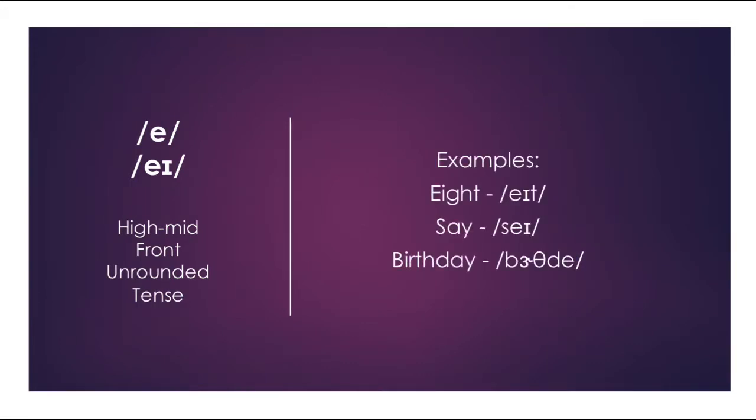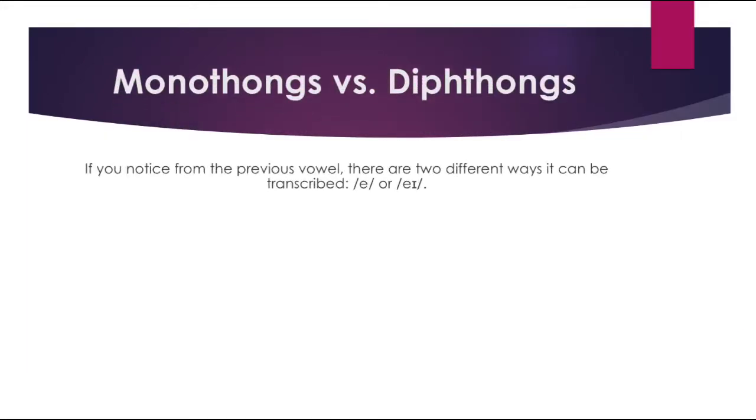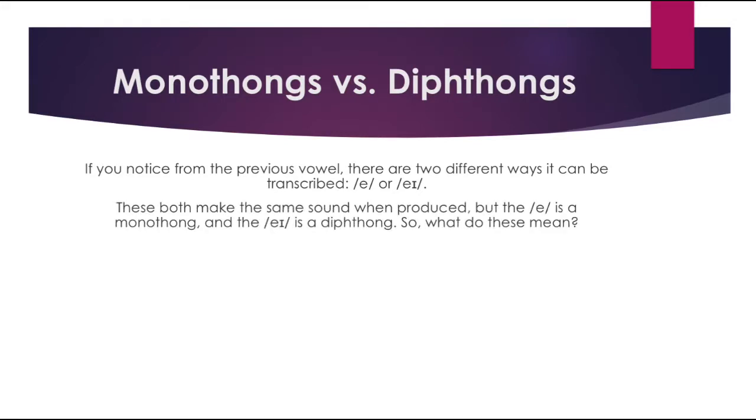And then we have the A sound, which is high mid, front, unrounded, and tense. Some examples of this one are going to be ate, say, and birthday. So if you'll notice, there's 2 different ways to transcribe that A sound. So the one with the single phoneme is going to be a monophthong, and the one with the 2 is going to be a diphthong.